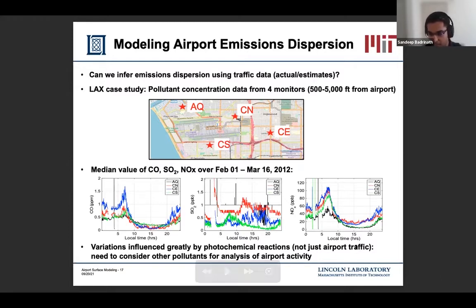So initially you're wondering, are we doing something wrong with the time zones or something like that? Are we plotting it wrong? But actually this is the right plot. The reason for this is that the variations in the LA region are influenced by photochemical reactions due to smog formation, and there are other background sources which influence the pollutant concentration recorded in each of these monitors. So we need to pick some other signal to correlate or isolate aviation emissions. And the question is how to do this.